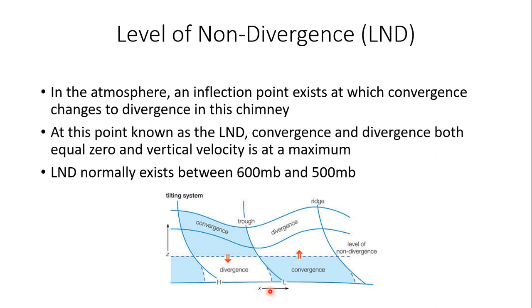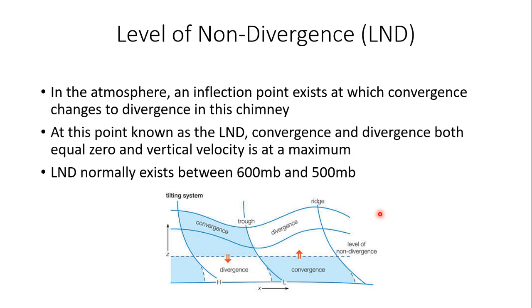All right, so as we go up in the atmosphere above any type of pressure system, whether it be high or low pressure systems at the surface, there is a very important line or level in the atmosphere that's known as the level of non-divergence, or LND. And in the atmosphere, an inflection point exists at which the convergence will switch or change over to divergence.